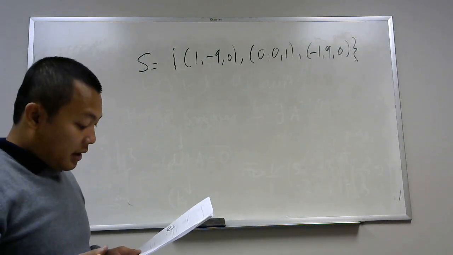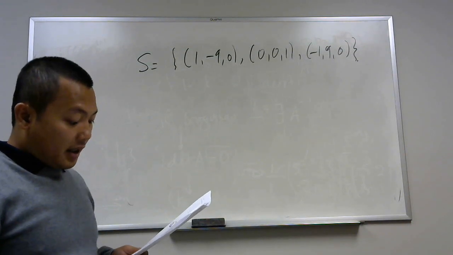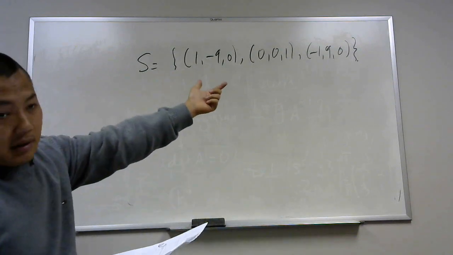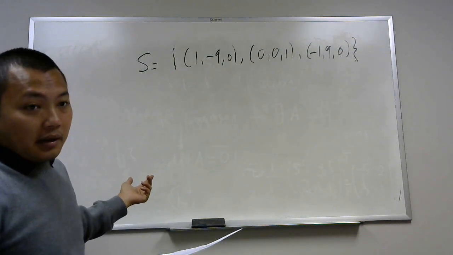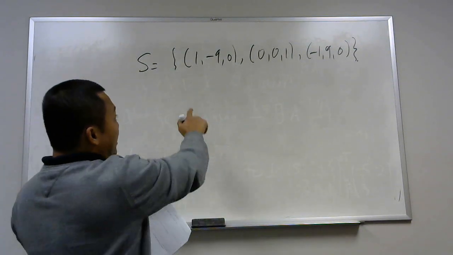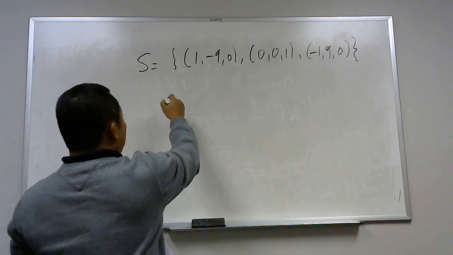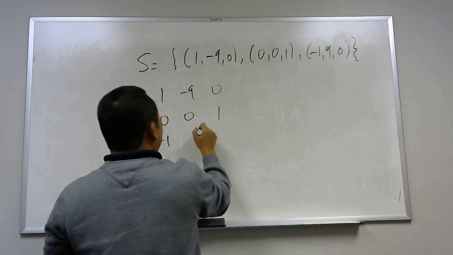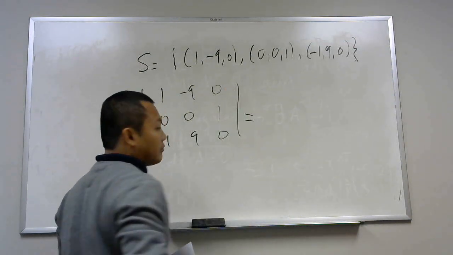Make sense? So in order to check whether S spans or does not span R3, in this case we have three vectors in R3. The easiest way to do that is to find the determinant, because the matrix from these three vectors is 3 by 3. This is perfect. So I can write 1, negative 9, 0, 0, 0, and 1, negative 1, 9, 0, right? I check the determinant of this.